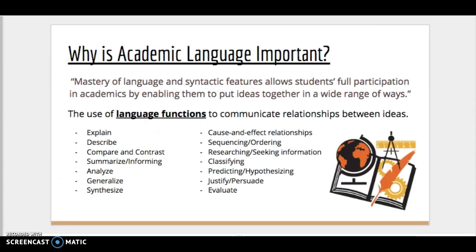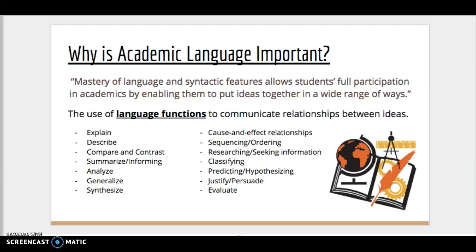So why is academic language important? Mastery of language and syntactic features allows students full participation in academics by enabling them to put ideas together in a wide range of ways. It's really important that students sophisticatedly know how to put things together, in writing and in oral language or conversation, and that makes them sound more sophisticated.